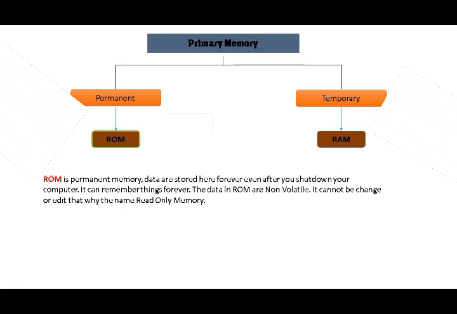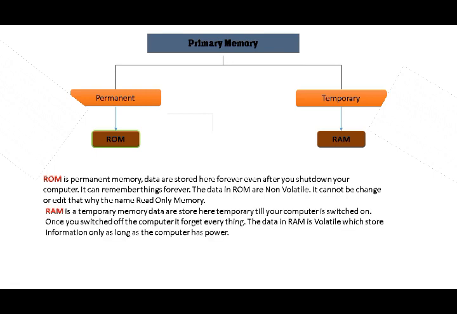ROM is permanent memory. Data are stored here forever. After you shut down your computer, it can remember things forever. The data in ROM is non-volatile. It cannot be changed or added. That's why the name read-only memory. And next we'll see RAM. RAM is temporary memory because data are stored here temporarily till your computer is switched on. Once you switch off your computer, it forgets everything. So the data in RAM is volatile, which stores information only as long as the computer has power.